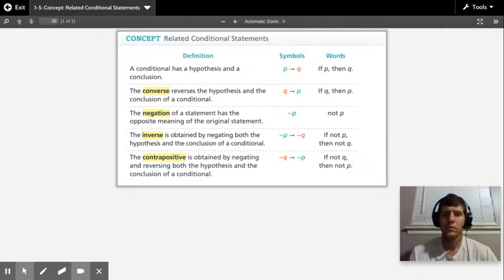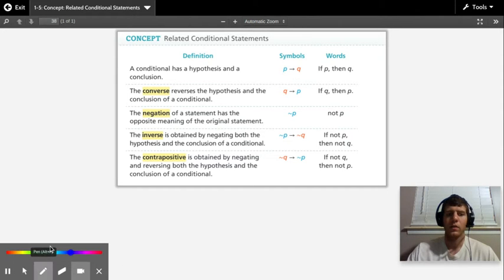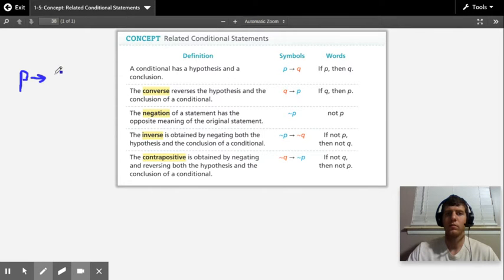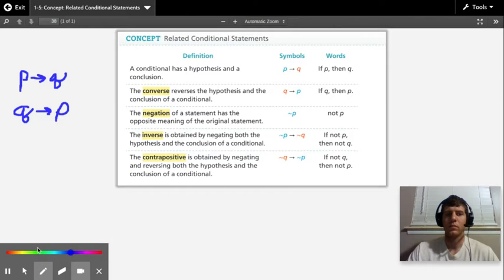Okay, we have several types of statements that are related to our conditional statements. The one we're using for example 3 here is the converse. The converse reverses the hypothesis and the conclusion. So our conditional statement was if P, then Q. So the converse is just going to be if Q, then P. We're just flipping the P and the Q. The hypothesis becomes the conclusion, and the conclusion becomes the hypothesis.